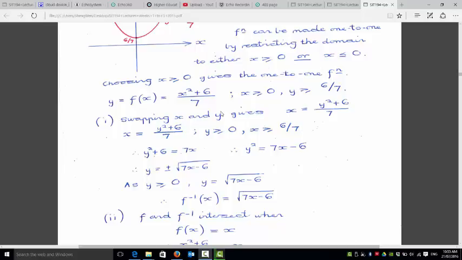And then we will get y equal to square root of (7x minus 6). It can be positive or negative, but because y is larger than or equal to 0, we get y equal to the square root of 7x minus 6. This is the inverse function of the original function.